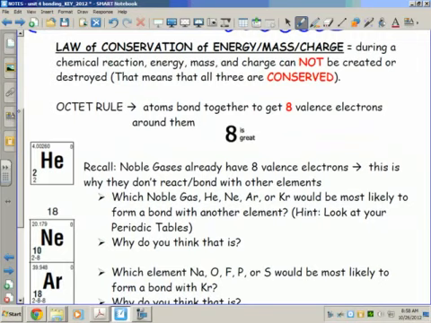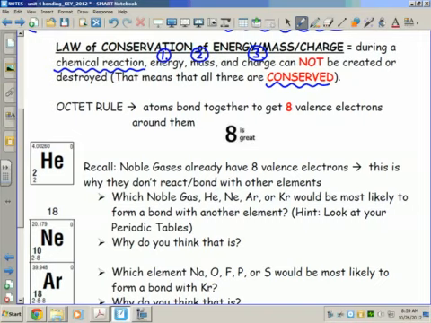Briefly want to talk about the law of conservation of energy and mass and charge, the first law of thermodynamics, and it sounds a lot more intimidating than it really is. Basically, what it means is that whenever we have a chemical reaction, three things, energy, mass, and charge, all have to be conserved. None of them can be created or destroyed. That's where the term conservation comes in.